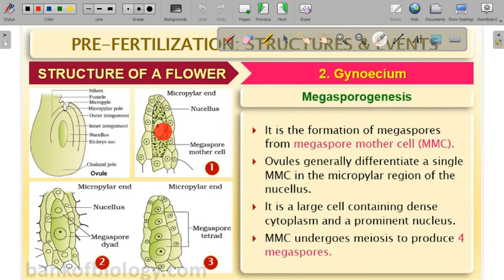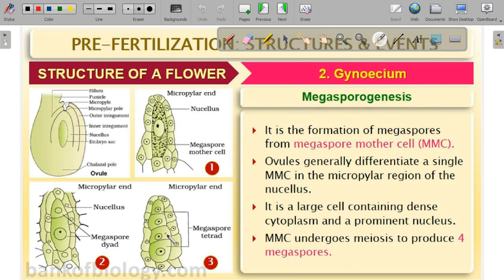Now we have the megaspore mother cell. The megaspore mother cell undergoes meiotic division one to form a megaspore dyad. Each megaspore dyad undergoes meiotic division two to form a megaspore tetrad. So we have about four megaspores here, children. In microsporogenesis, we got four microspores, and all were functional. In megasporogenesis, from one megaspore mother cell, we are getting four megaspores.